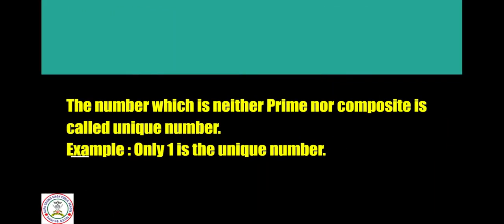Unique number. The number which is neither prime nor composite is called a unique number. Example: only 1 is the unique number.